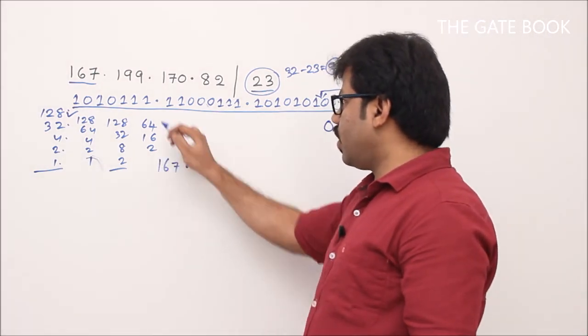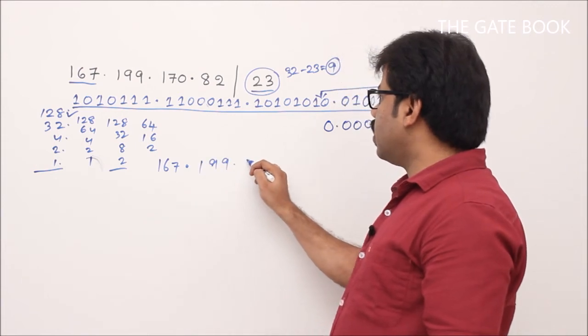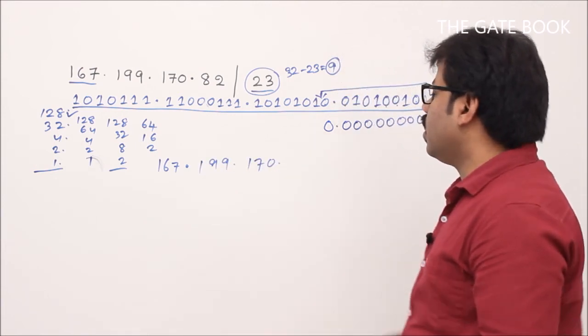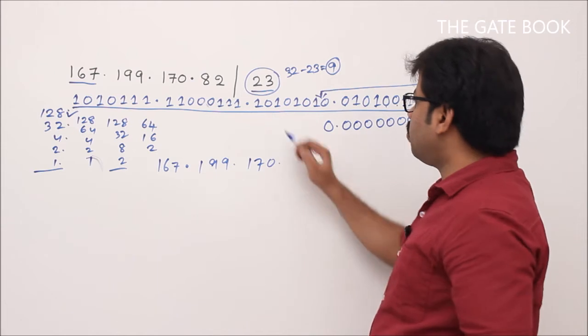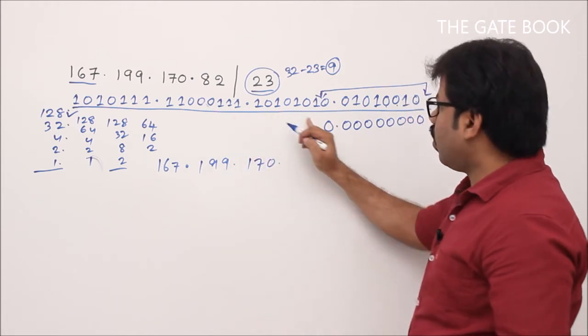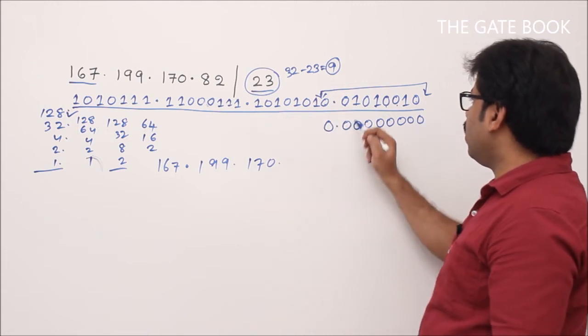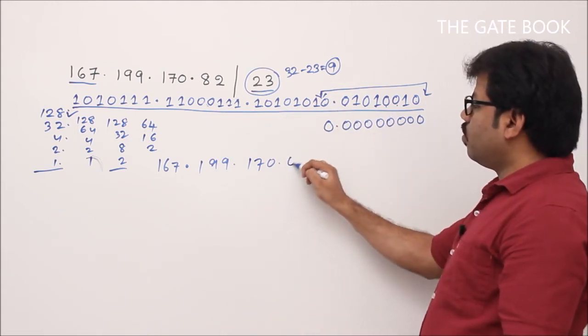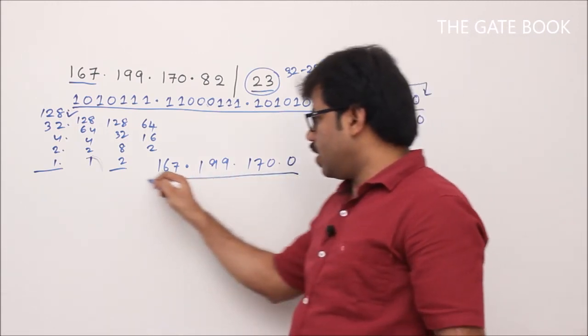It would be 167.199.170 dot. Here it is, this part you see. This is 82, correct? Sorry, not 82. This is 170. It is done. This part, if 0, correct? So this is the starting address.